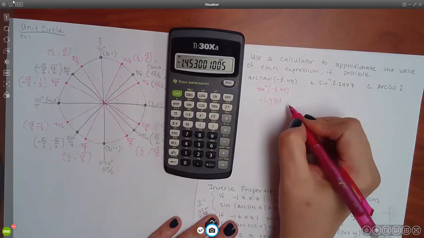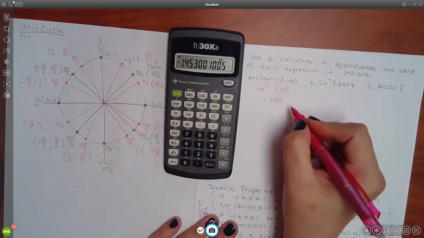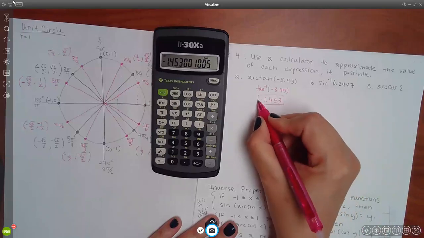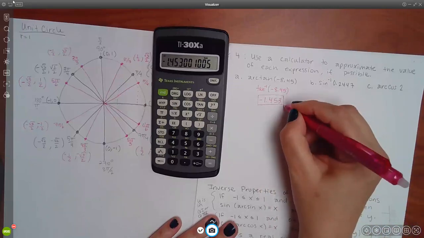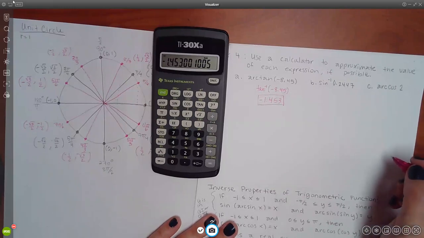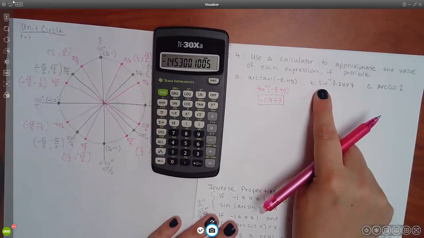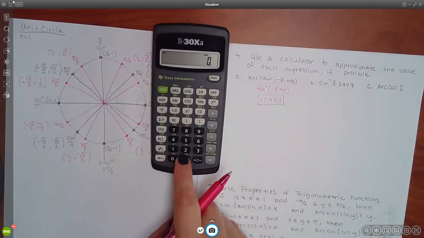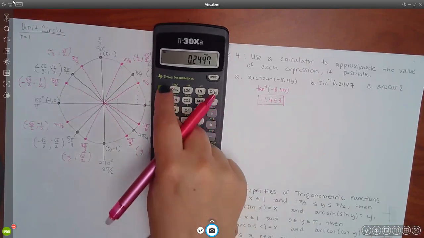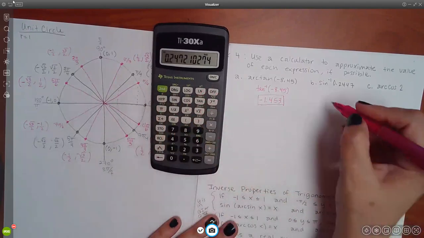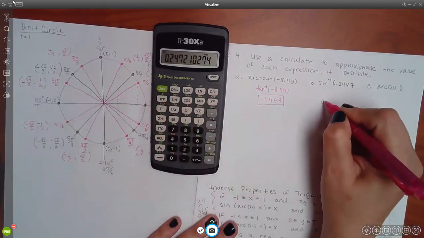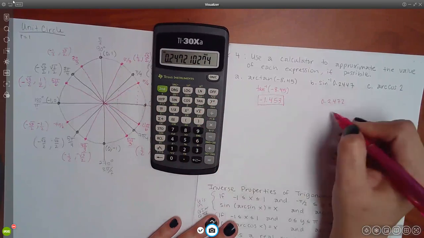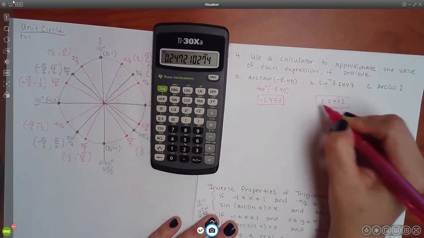Normally the WebAssembly will tell you how much to round it. It doesn't tell me here, so I'm just going to use 3 decimal places. This one I have to do the sine button now. Again, no degree symbol. So 0.2447. And inverse sine, I get 0.2472. It's just a coincidence that it's almost the same.